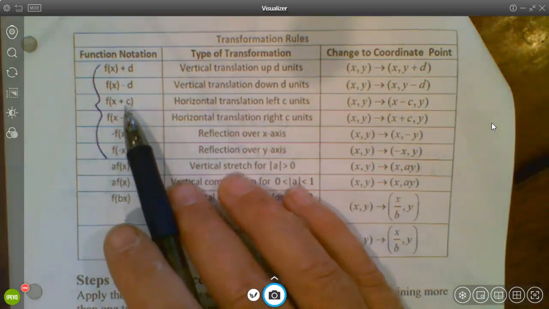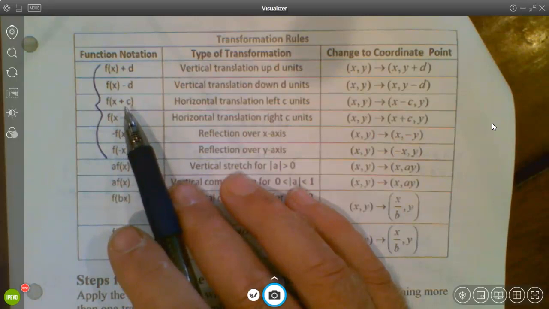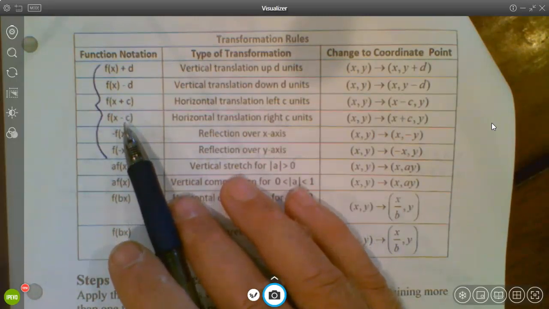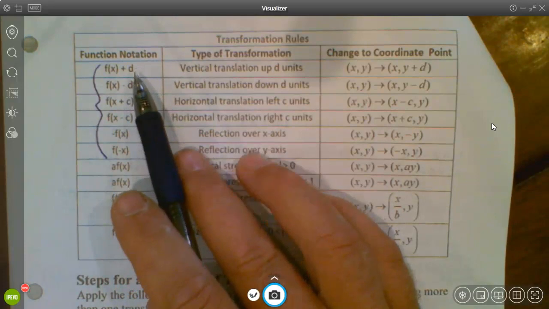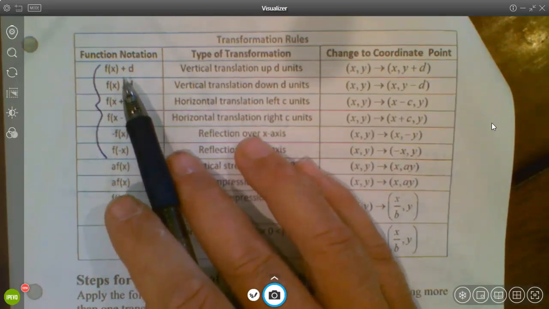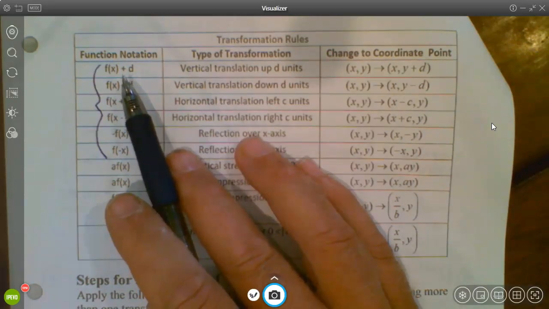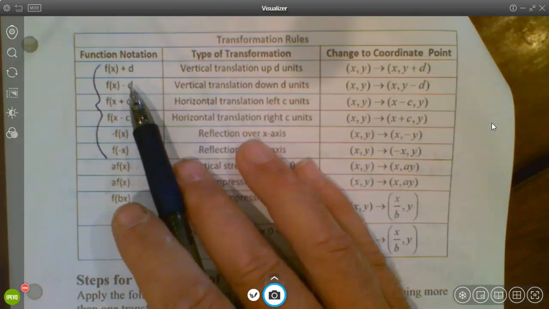However, if it is attached to x, because you can see this is now grouped in the parentheses with x, so now it's attached to x. Whenever you see something attached to x, it will affect your graph left and right. And here's a general rule of thumb that you can apply. The things that are not attached to x that affect your graph up and down directly do what it looks like they would do. So if it's a plus, it goes up. If it's a minus, it goes down.